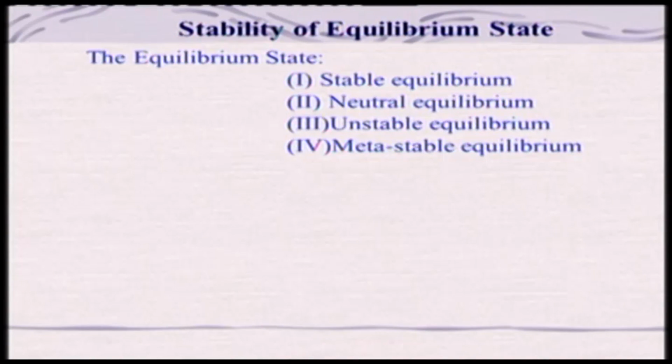Now, we will look at how stable the equilibrium is. This equilibrium state is there, but it may be stable, it can be unstable, it can be neutrally stable, or it can be metastable. The stability is a very important part. Equilibrium states can be divided into 4 categories: stable equilibrium, neutral equilibrium, unstable equilibrium and metastable equilibrium.